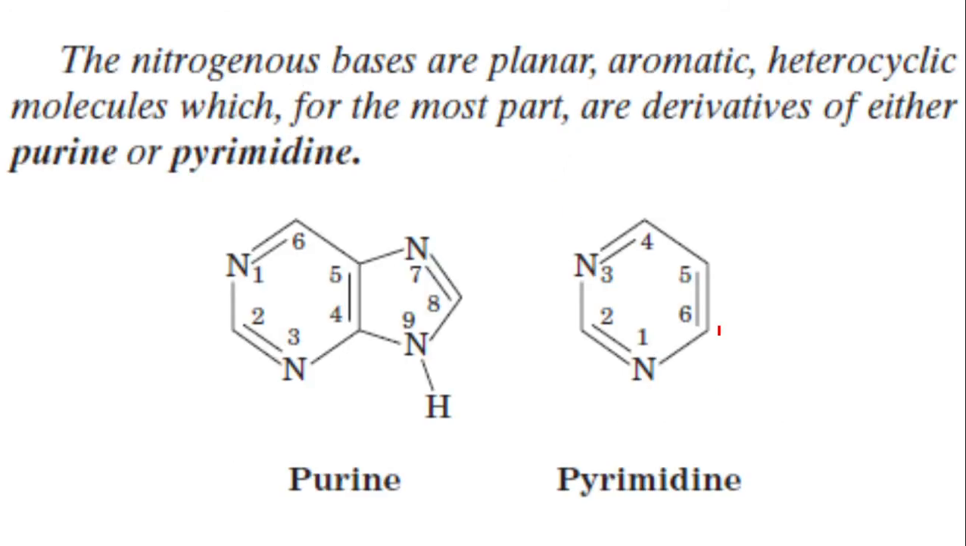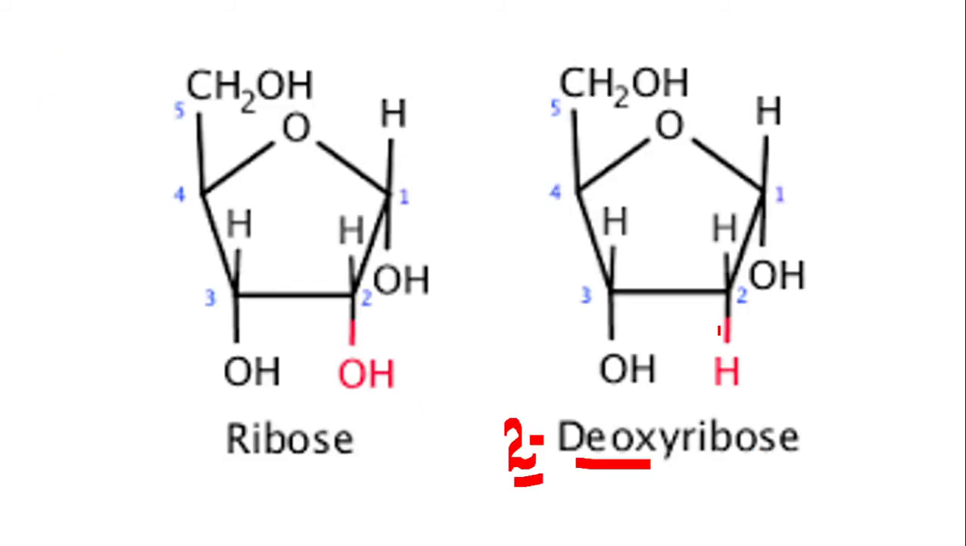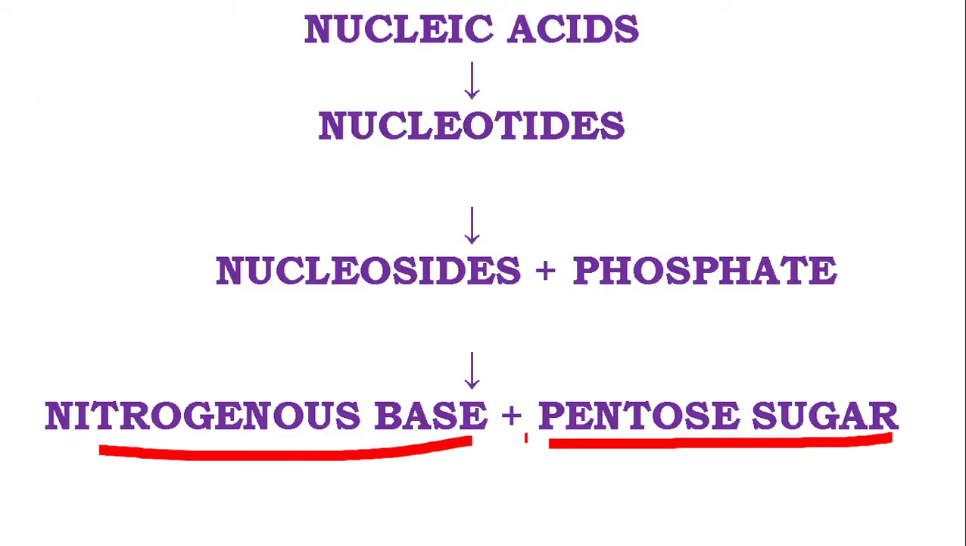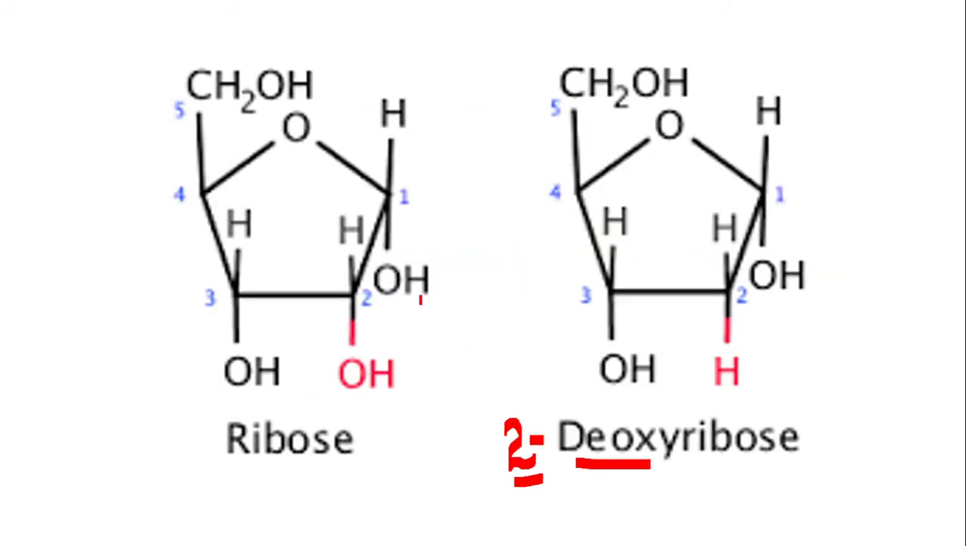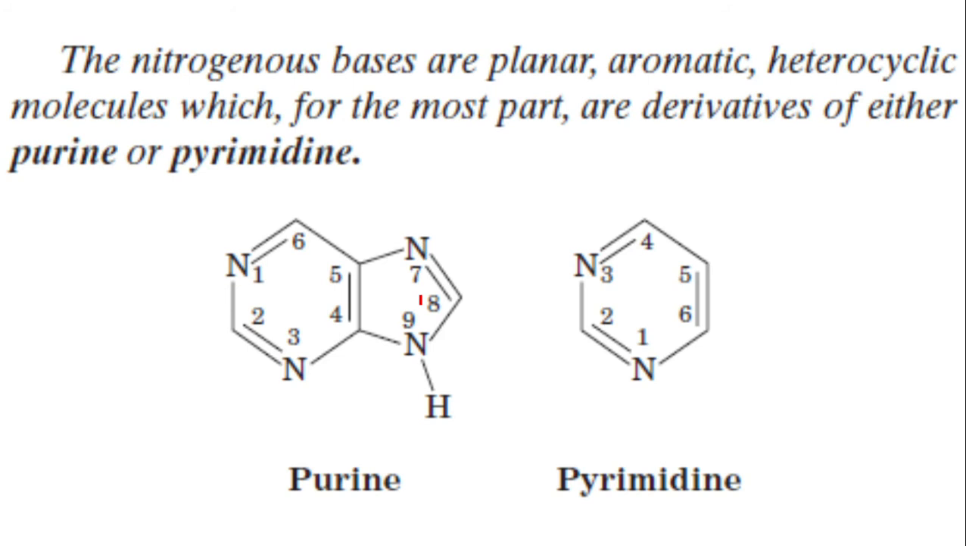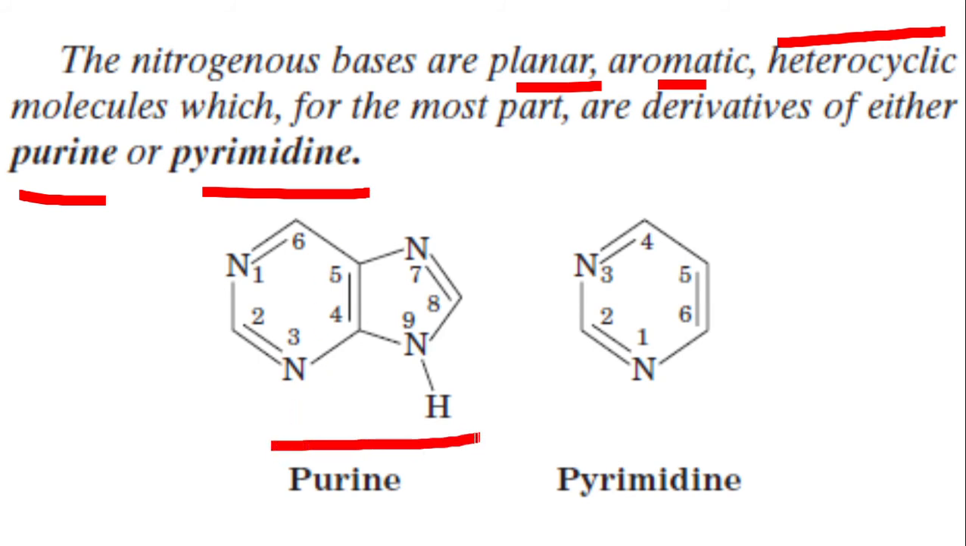And we were talking about nitrogenous bases. We studied earlier, sugars plus nitrogenous bases is equal to nucleoside. So what about the nitrogenous bases? These bases are planar, aromatic in nature, they are heterocyclic in nature, and they are derivatives of purines or pyrimidines. What's a purine? This is a typical purine, a general structure for a purine.